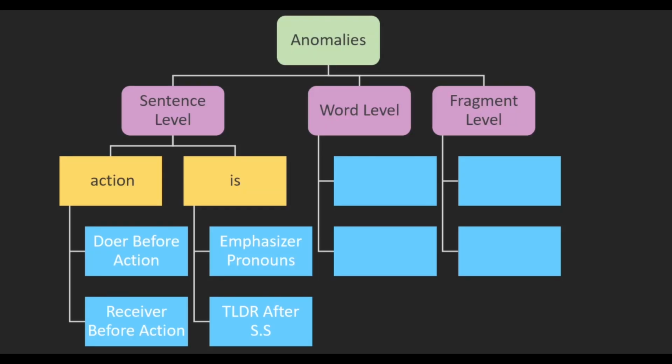Okay, we're finished with our sentence level anomalies. Now we're ready to move on to word level anomalies. So, weird things that happen on a word level. Okay. So the first word level anomaly is labelless words.